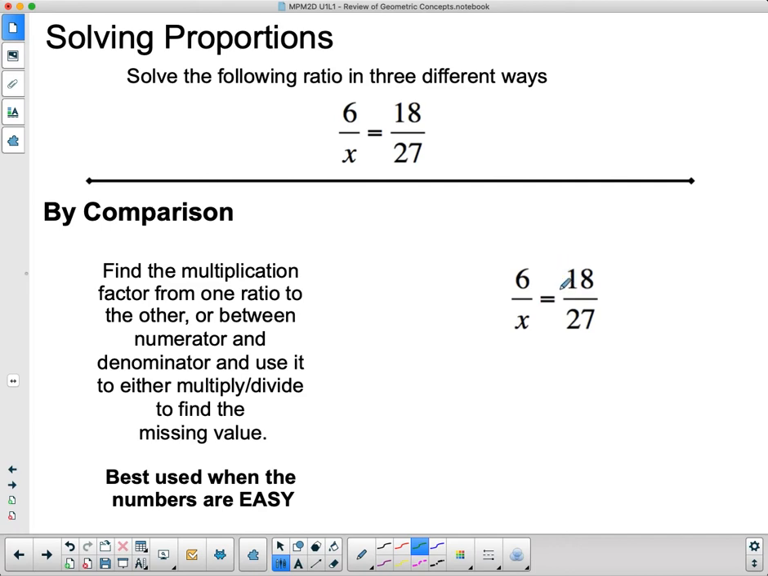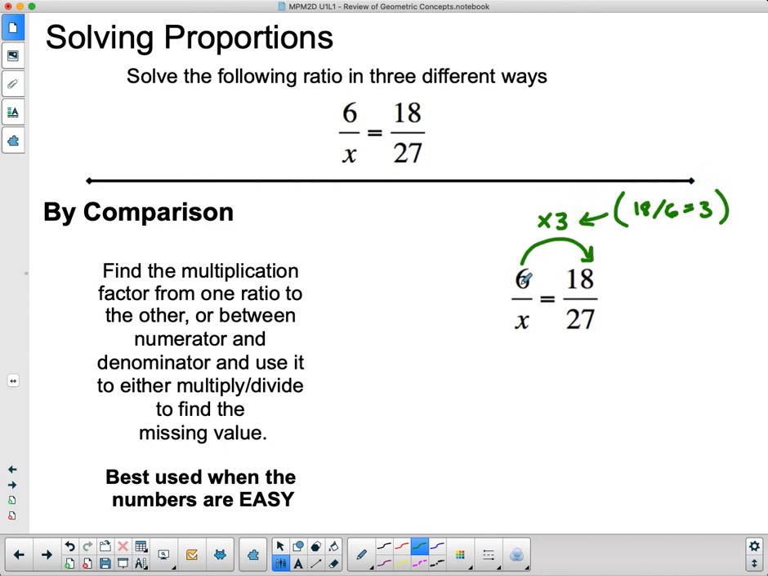So if I take a look at this, I can see very plainly that to get from 6 to 18, I have to multiply by 3. And if you don't know what the multiplication is going from one to the other, you could have just done 18 divided by 6 to get 3. That's where this comes from.